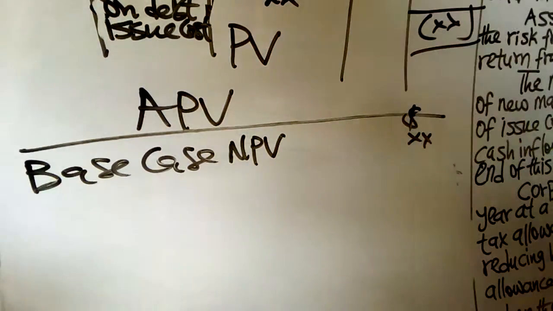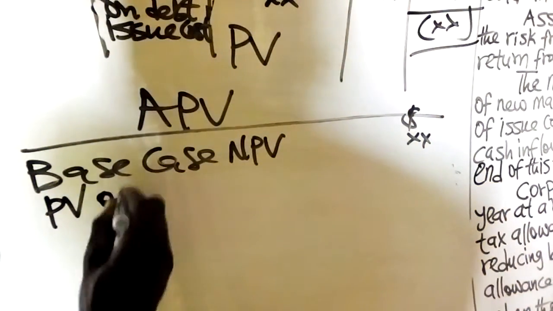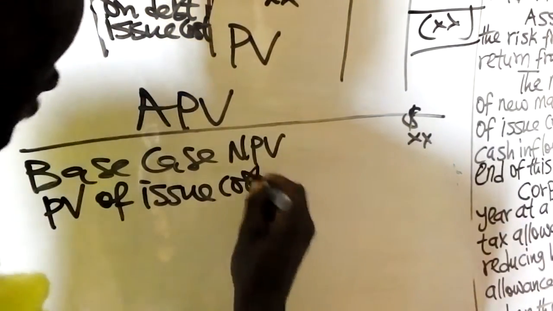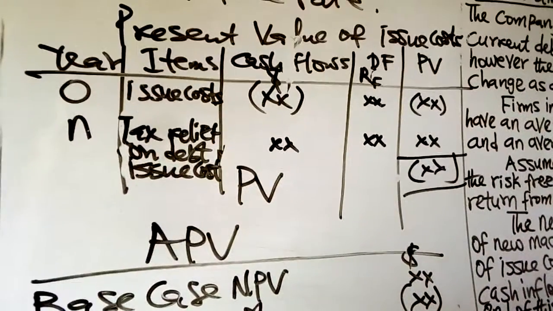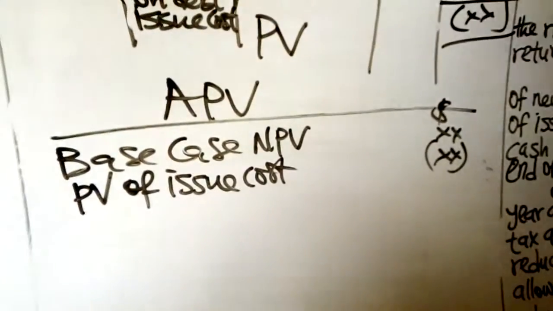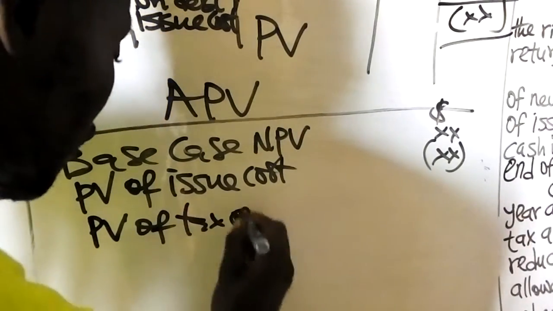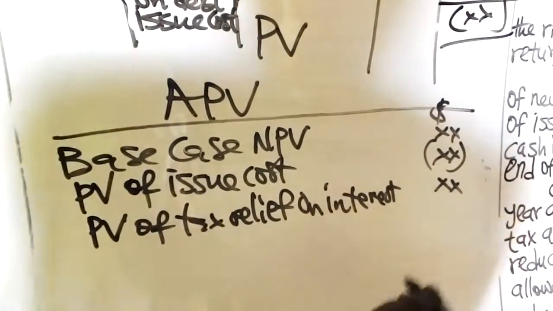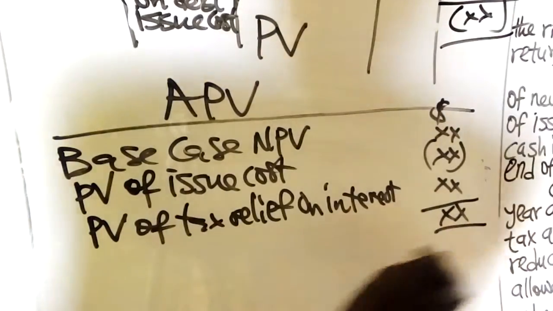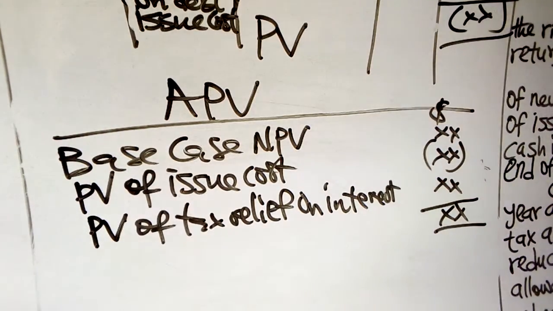Then, after the base case NPV, we have PV of issue cost as calculated above. Then you have PV of tax relief on interest, interest on loans or debt. So when you sum up the three, it will give you the APV. So I want to take a worked example.